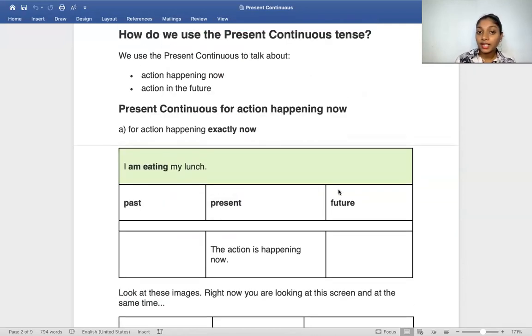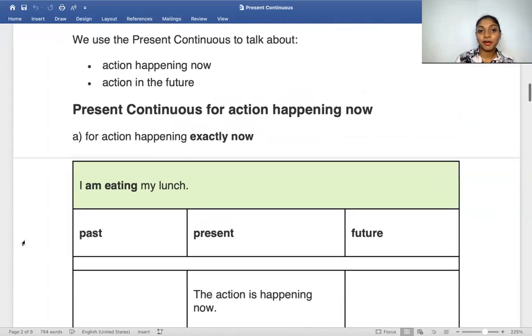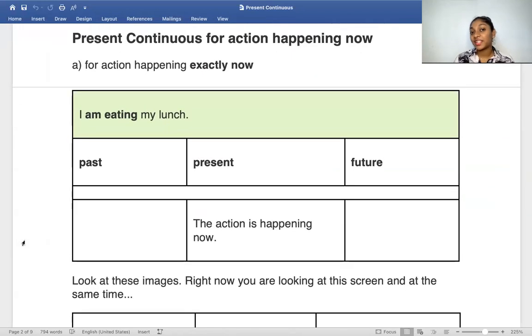The first one we all know. What is it? Actions happening now. That means something we are doing right now, something happening at this very moment. So the actions happening now, which tense should we use? Present continuous tense. Okay? Right. So these are actions happening now.